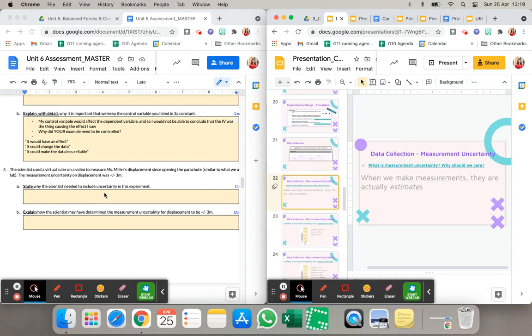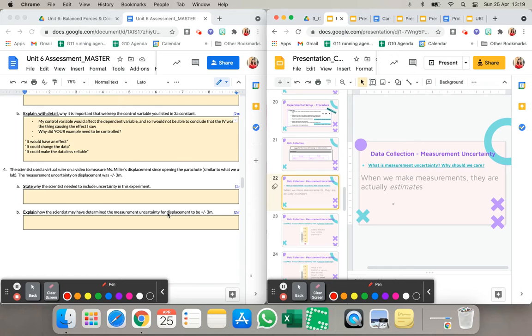So the first question, why did we need to include uncertainty? Well, that's because every single measurement in every lab has uncertainty. Every single measurement is some sort of estimate. So you always include uncertainty, because whether you're using a digital tool, a physical tool, whatever kind of tool you're using, all measurements we make in lab are actually estimates.